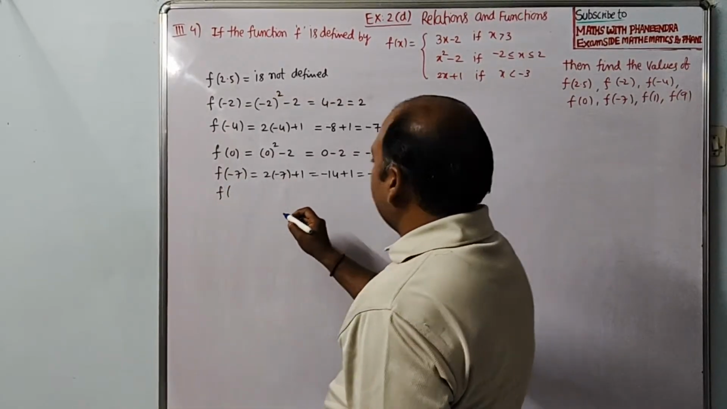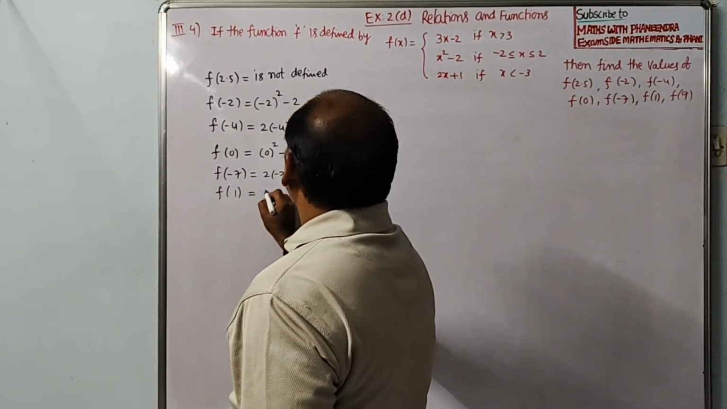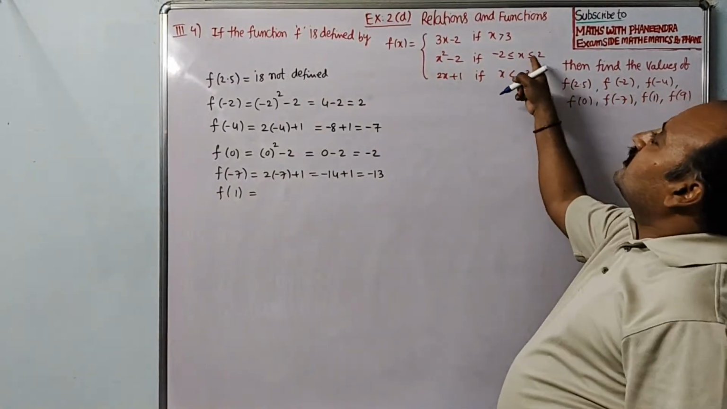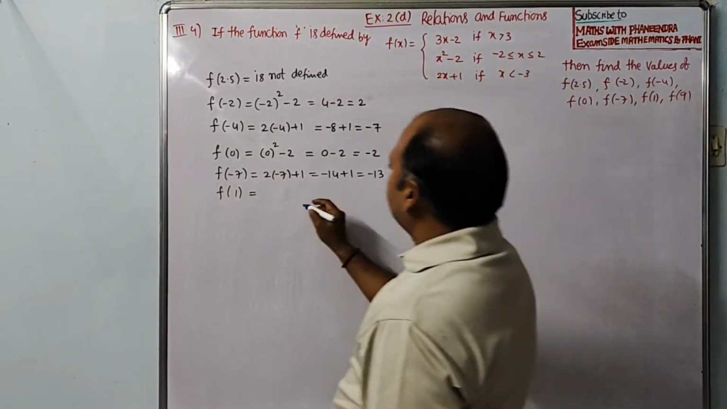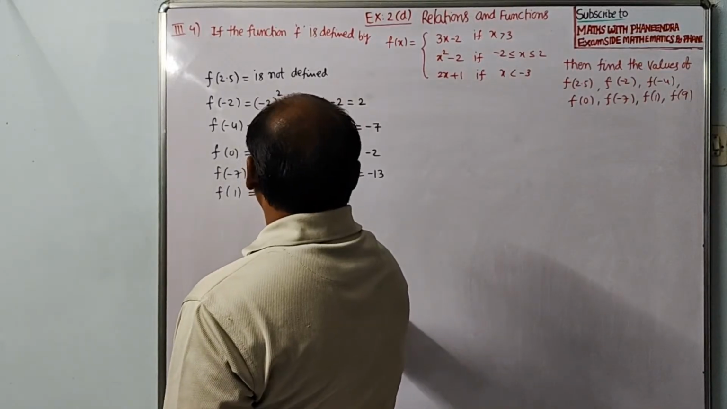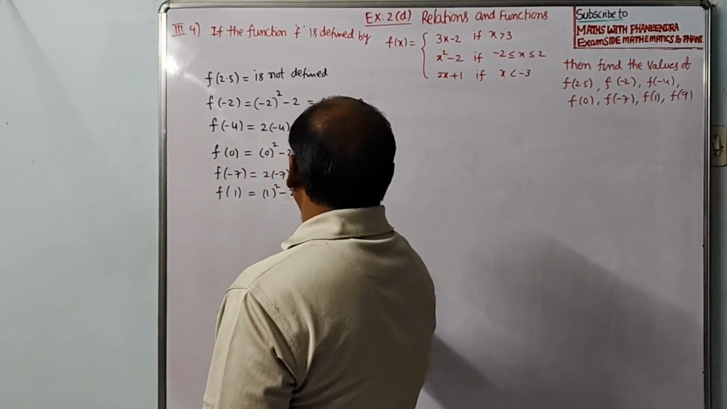Next, f of 1. So f of 1 means 1 also lies between minus 2 and plus 2. So 1 square minus 2, 1 minus 2, which is equal to minus 1.